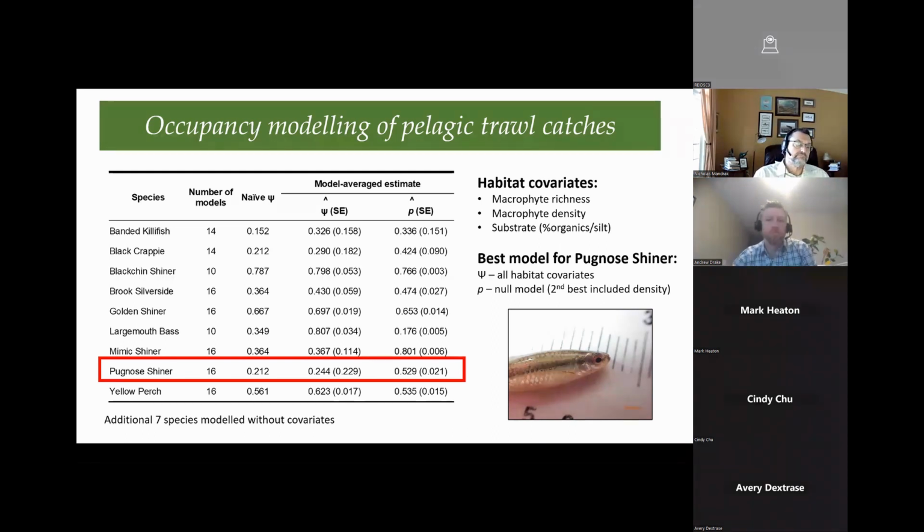Again, it's the story. Again, species detection is imperfect. That variation is different among species. It reflects abundance. It reflects habitat associations of species, and it reflects the differences in the vulnerability of species to our gear. In terms of some of the best models, our null model, which is that none of our hypothesized covariates really affected species detection probability too much, but we did see, not surprisingly, that some of the macrophyte and substrate covariates did influence the occupancy patterns of the species we got into.